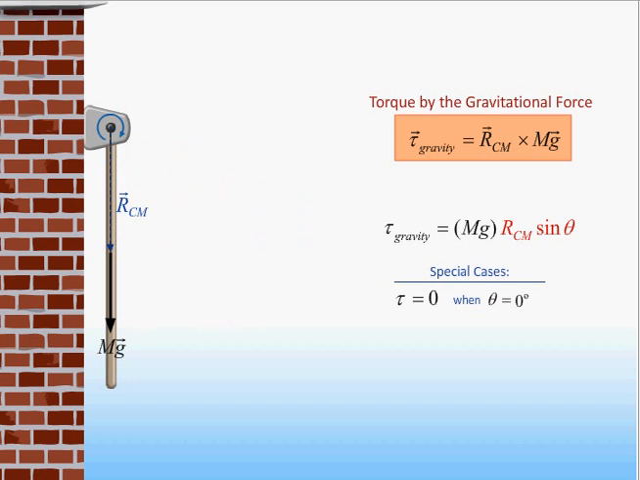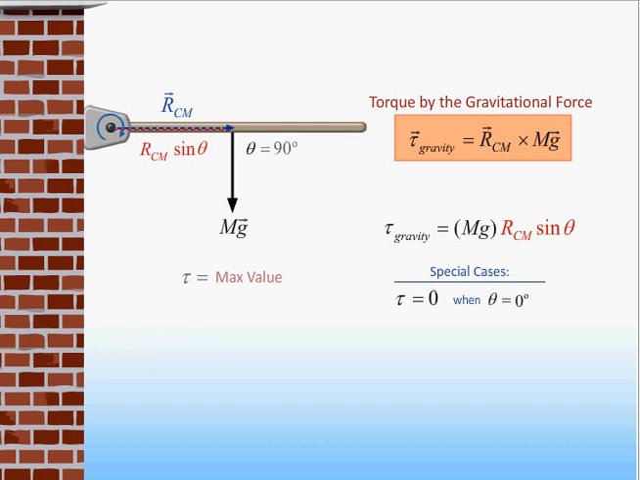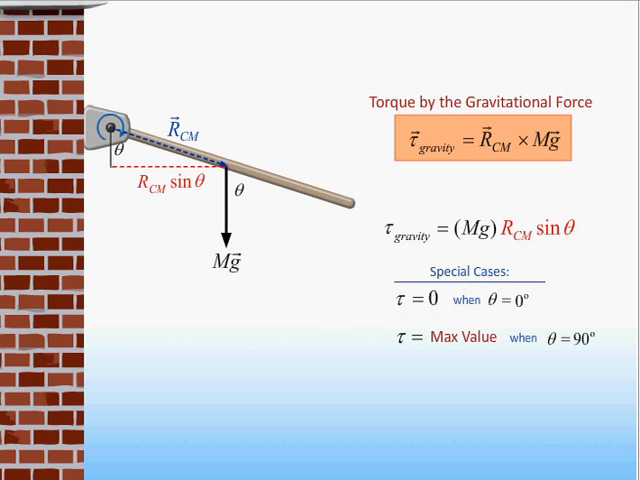This result also implies that the torque is biggest when the object is rotated so that the center of mass is at the same vertical height as the axis, making the sine of the angle between R_CM and the weight its maximum value of 1. It's important to note that the torque will always have the form we see here.